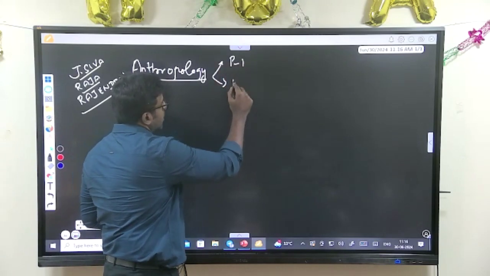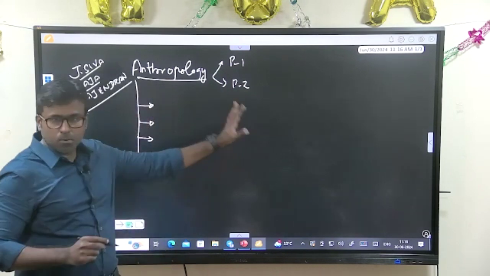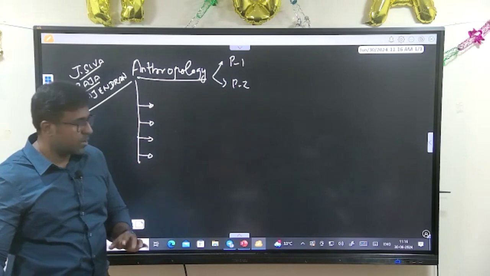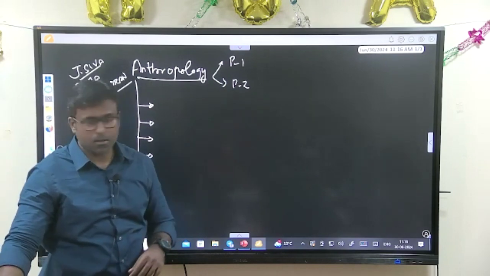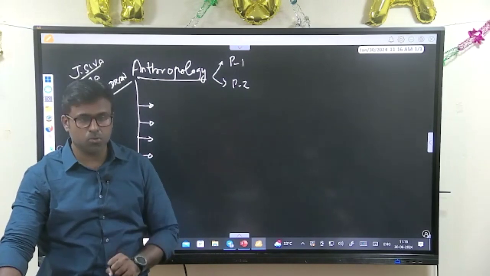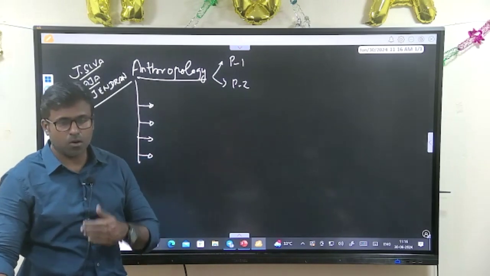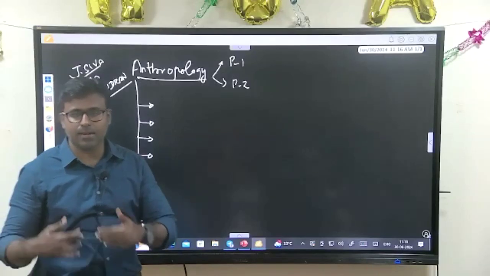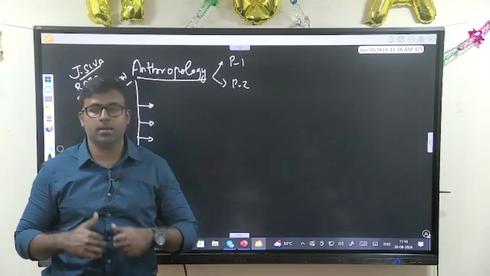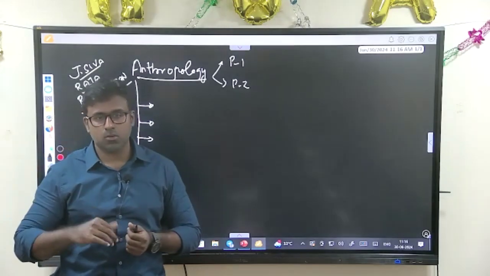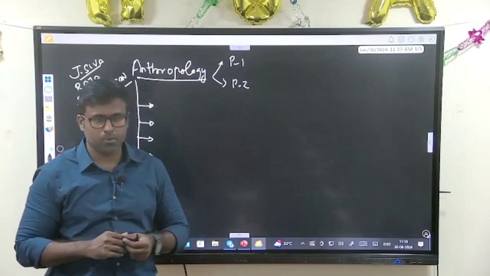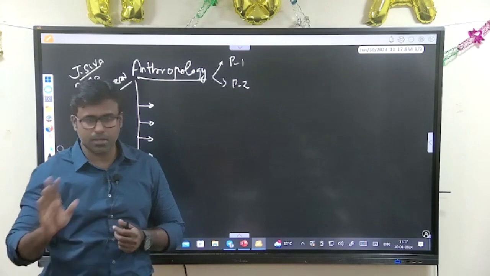In anthropology, or in any subject in civil services, you have paper 1 and paper 2. Most important is that paper 1 is always important. Paper 1 is the conceptual part, which you should have to the level of at least an undergraduation. Then only you will be able to apply whatever is there in the syllabus to the question paper.